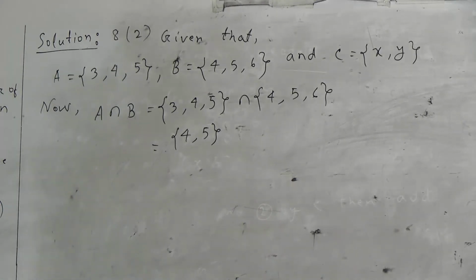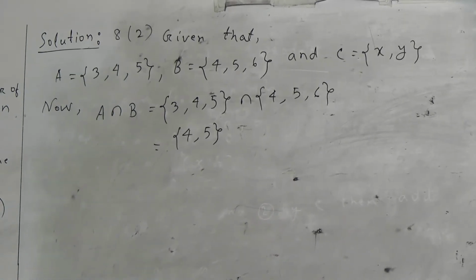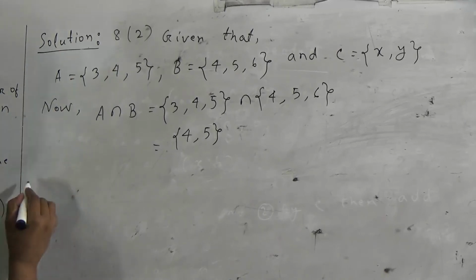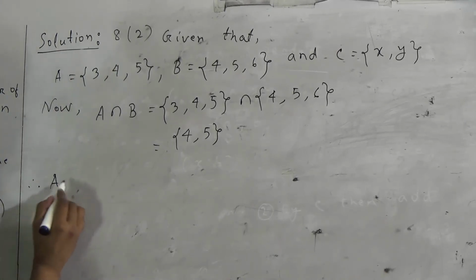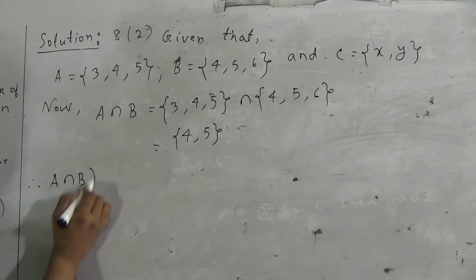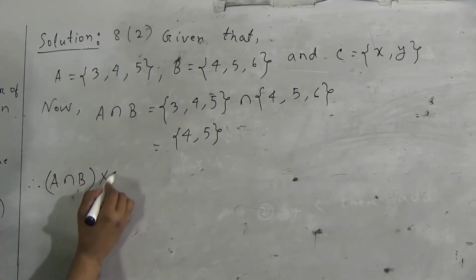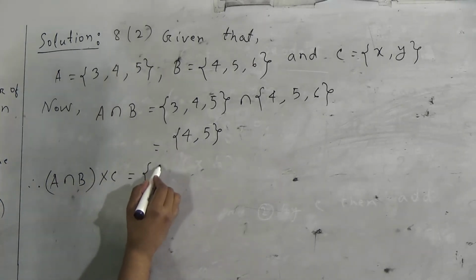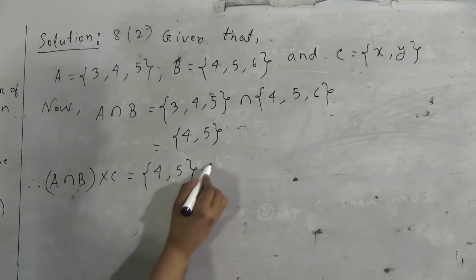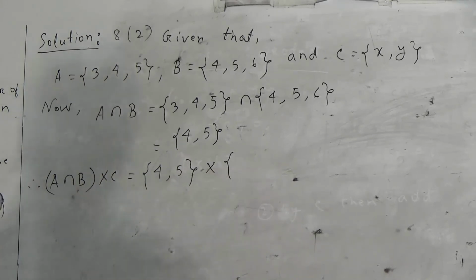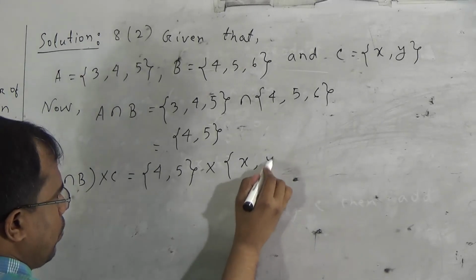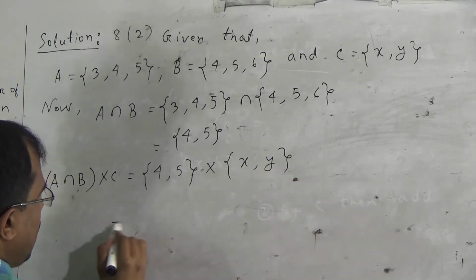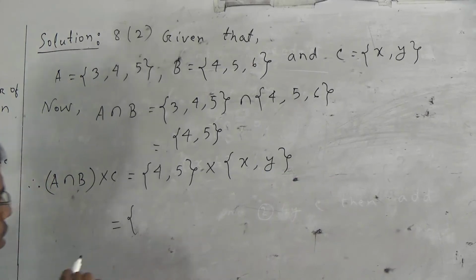Now we can find the value of A intersection B cross C. Therefore, A intersection B cross C is equal to the value of A intersection B, which is 4, 5, Cartesian product, the value of C which is given here. Value of C is X comma Y. Now we will make a set whose elements will be ordered pairs.